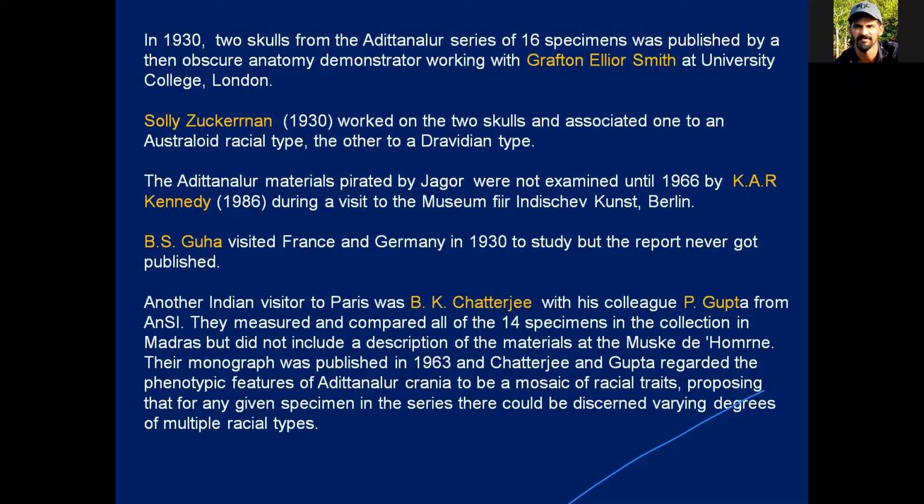They continued the same thing, describing the phenotype features of the Adichanallur crania as a mosaic of racial traits, proposing that for any given specimen in the series there would be discerned varying degrees of multiple racial types. So they said there is a presence of multiple racial types, not only just Australoid or Dravidian or Proto-Australoid, but also Negritoid. So it is a mixture and mosaic of different racial types.